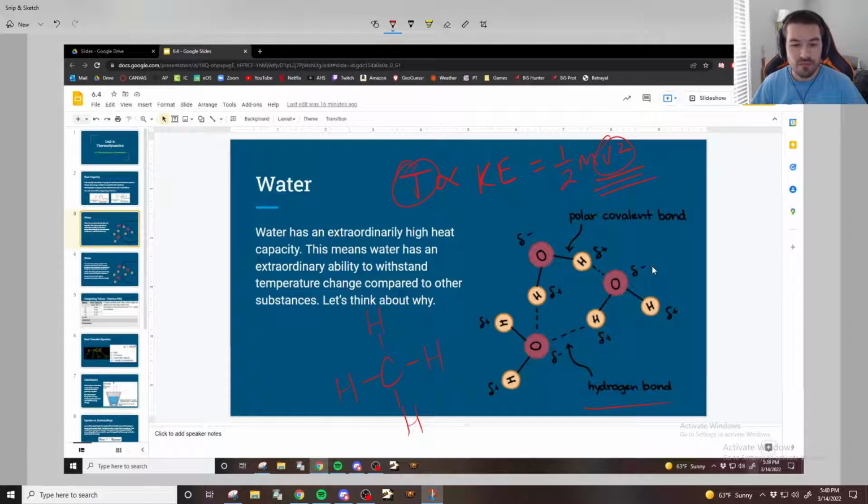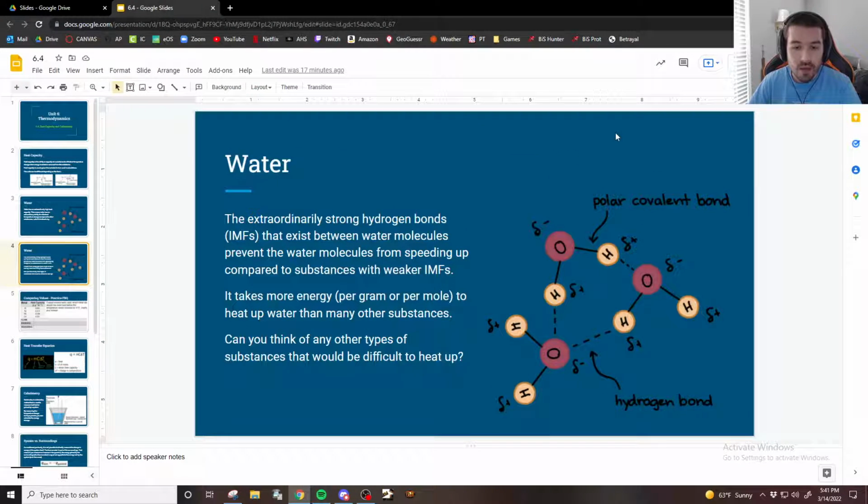Okay? That's called cohesion, right? Water is very sticky with itself. Okay? Hard to get it to move. So, let's talk about what that means, right? It means that water, things that have high intermolecular forces, I should say, tend to have high heat capacities. There are other substances that would have high heat capacities.